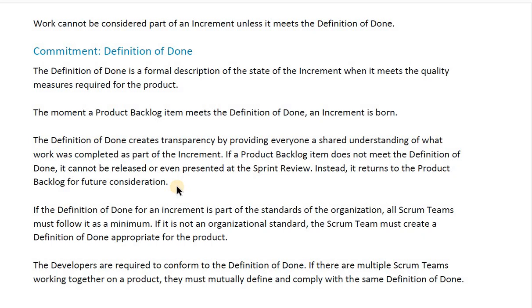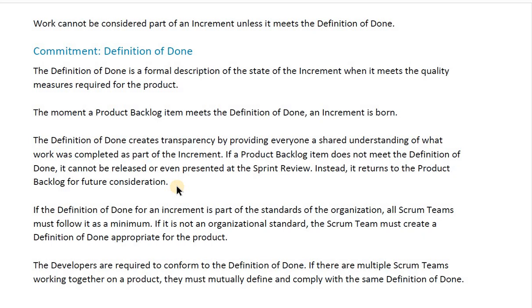If the definition of done for an increment is part of the standards of the organization, all Scrum teams must follow it as a minimum. So, when an organization has a defined or standard definition of done, the Scrum team must follow that as a minimum. If the organization does not have any definition of done or standard, the Scrum team must create a definition of done appropriate for the product. The developers are required to conform to the definition of done.